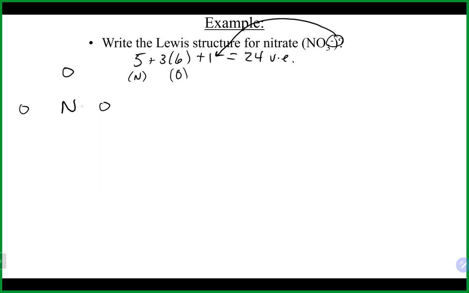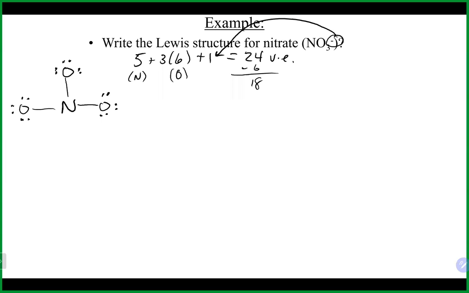We're going to do a single bond to each of the oxygens. Once again, that has used up 6 electrons. So if I get rid of that 6, I think I got 18 left to go here. Once again, they're going to go on the outside in pairs. So we'll do 2, 4, 6, 8, 10, 12, 14, 16, and 18. At this point, we have put onto our picture all 24 electrons.